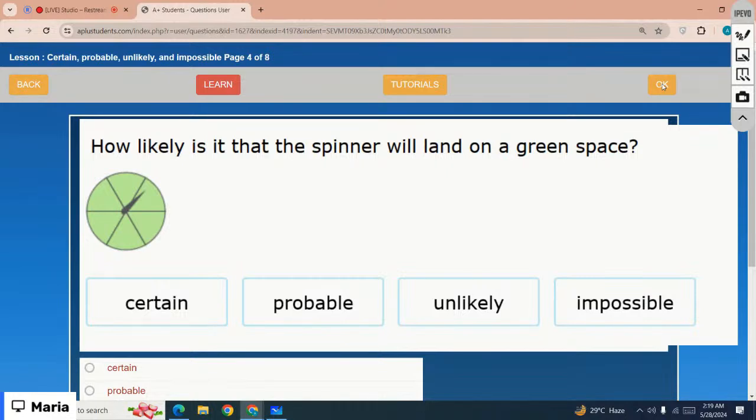How likely is it that the spinner will land on a green space? Which is the correct option? Yes, certainly, because all the spinner is green. So whenever you spin, it will land on green color. The correct option is certain.